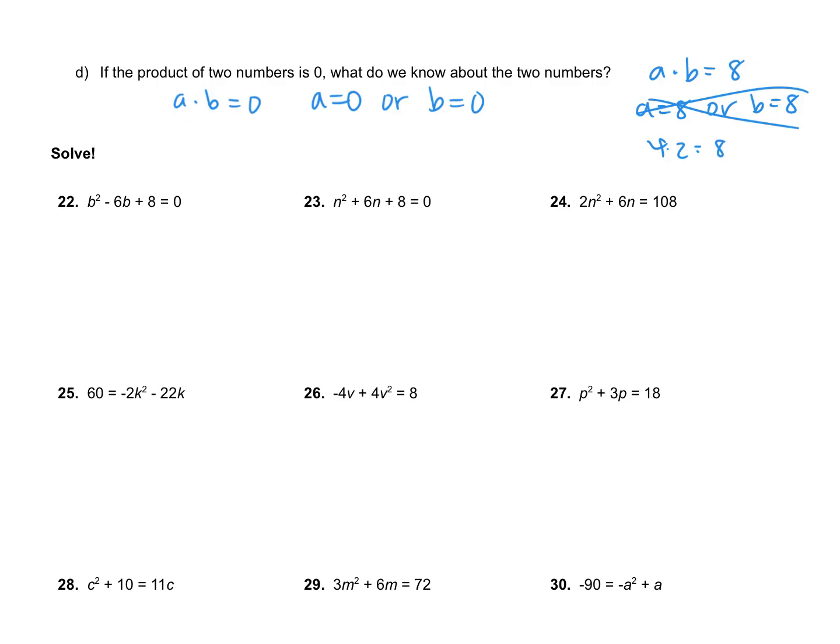But on the other hand, if we got 0, is there any way to multiply 2 numbers to get 0 without having one of the numbers be 0? No. Okay, so that is really, really important. Write this down. It's called the zero product property.